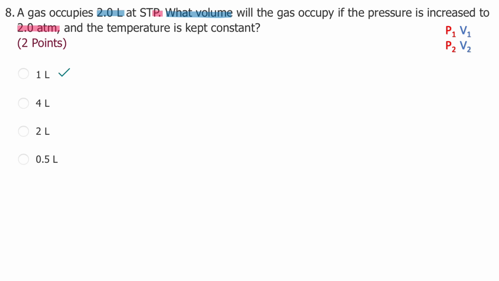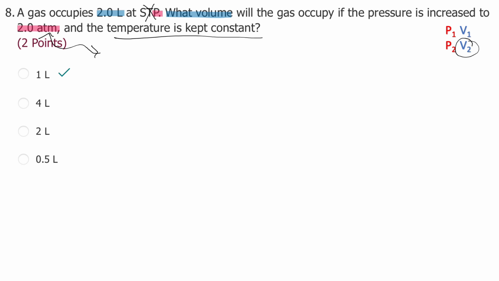A gas occupies 2 liters at STP. What volume will the gas occupy if the pressure is increased to 2 atm? So it's telling us that we have an original volume and we have standard temperature and pressure. Later in the question, it says temperature is kept constant, so you kind of ignore this standard temperature. However, we do know that we have an initial volume of 2 liters and an initial pressure of 1 atm, since our other pressure is in atm. Then it's asking for the new volume, or V2, when the pressure is increased to 2 atm.